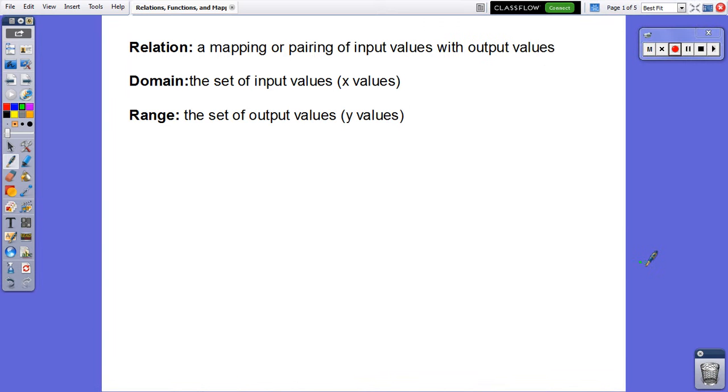A relation in mathematics is a way for us to pair inputs with outputs. So imagine that we have some equation and we're going to put some numbers into that equation and then it's going to spit out some other number. And that's going to be our relation. So we have some input values, we call that the domain, that's our set of x values on the x-axis. And then we have the output values, we call that the range, that's the y values on the y-axis, the up and down axis.